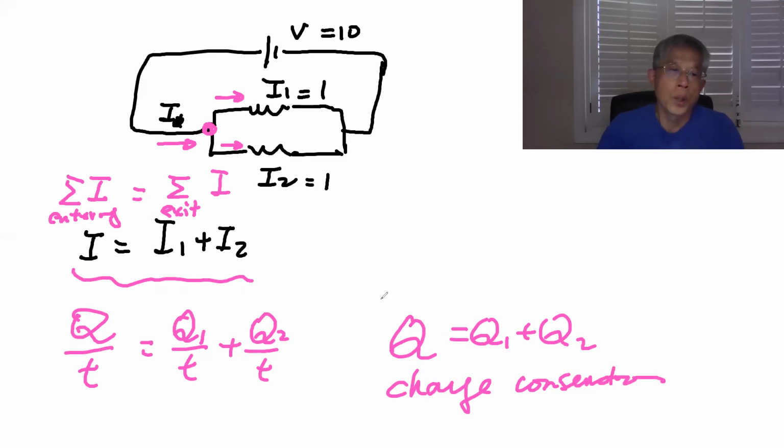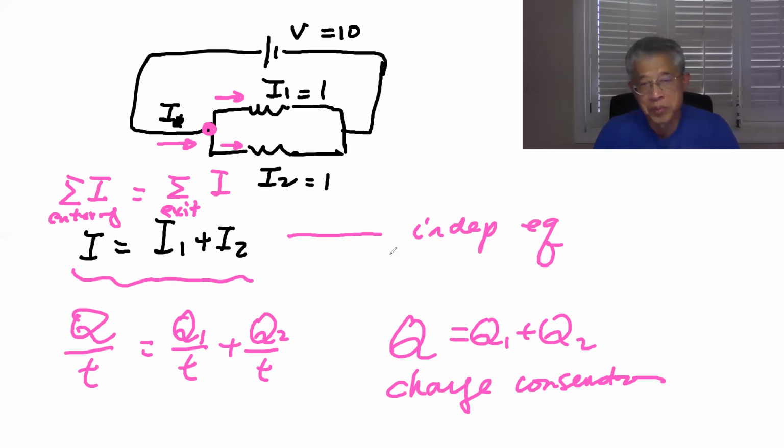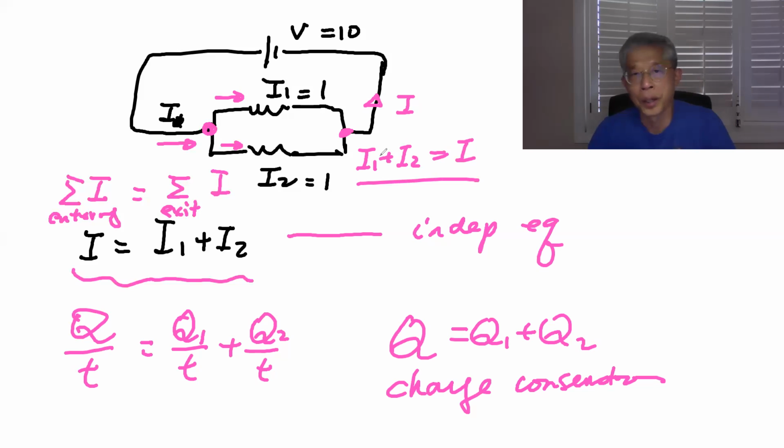Okay, so what you are basically getting is an independent equation, hopefully. Sometimes some of them are redundant, okay? For example, if you put it here and then you do that, you're going to come up with I1 plus I2, which is entering, and then leaving is this I here, equal to I. So that's redundant, right?